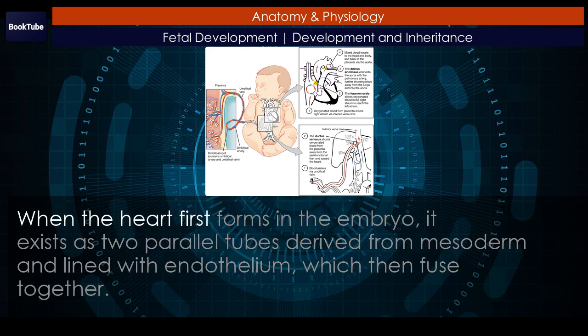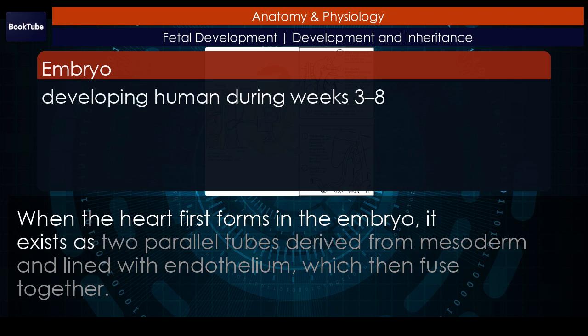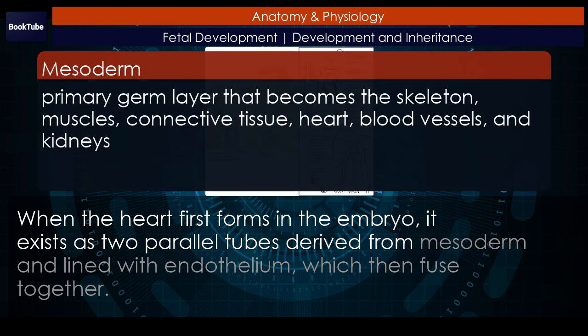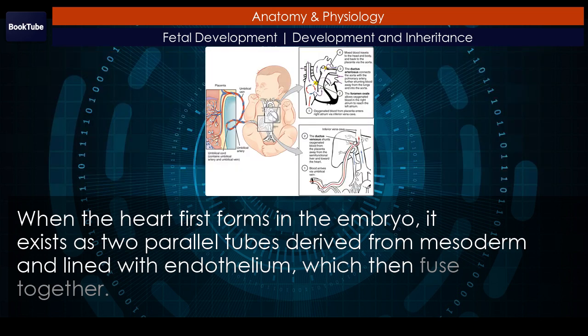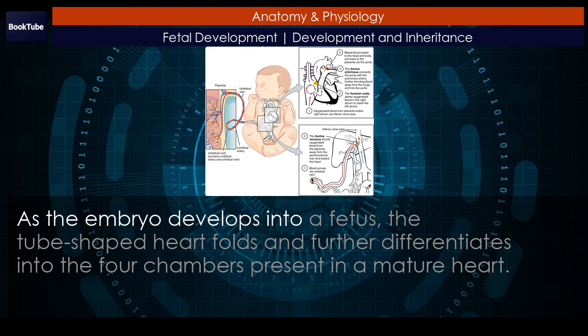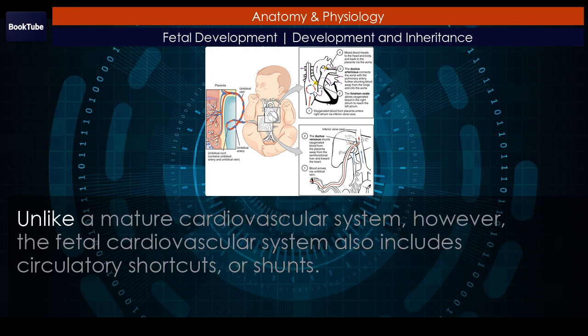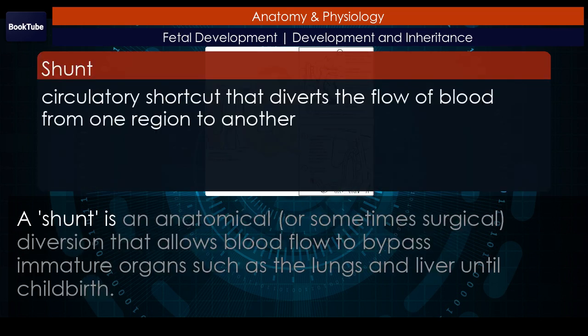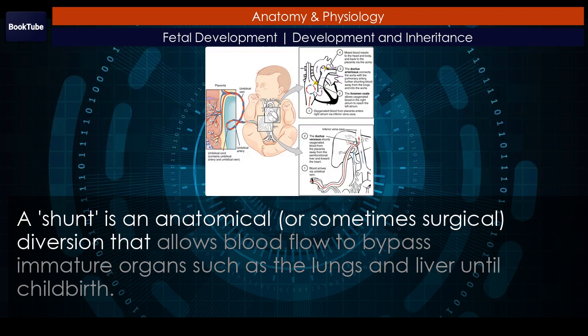When the heart first forms in the embryo, it exists as two parallel tubes derived from mesoderm and lined with endothelium, which then fuse together. As the embryo develops into a fetus, the tube-shaped heart folds and further differentiates into the 4 chambers present in a mature heart, unlike a mature cardiovascular system. However, the fetal cardiovascular system also includes circulatory shortcuts, or shunts. A shunt is an anatomical, or sometimes surgical, diversion that allows blood flow to bypass immature organs such as the lungs and liver until childbirth.